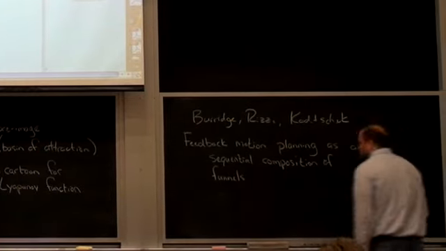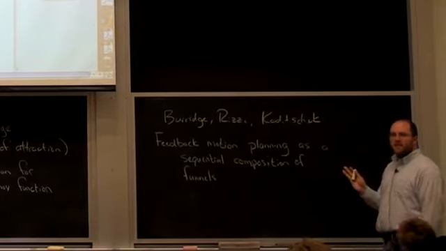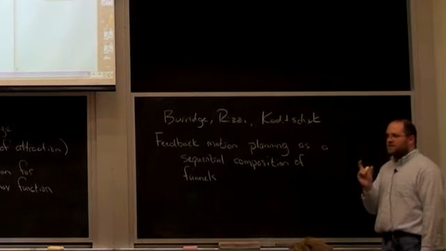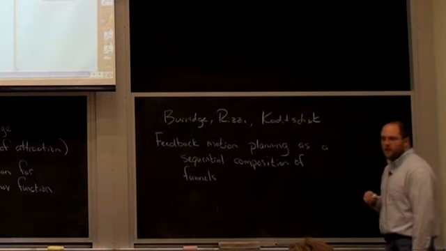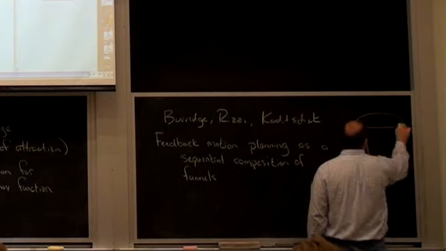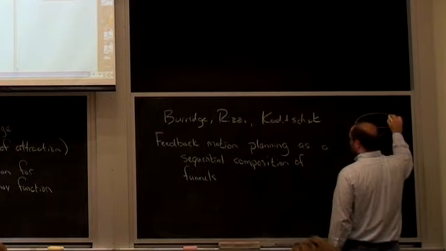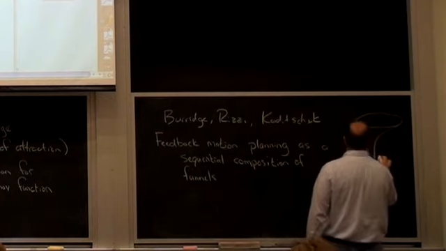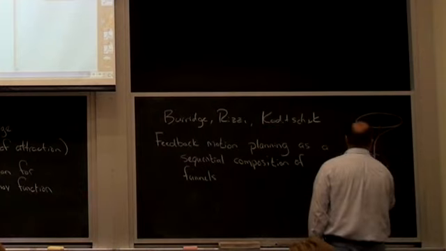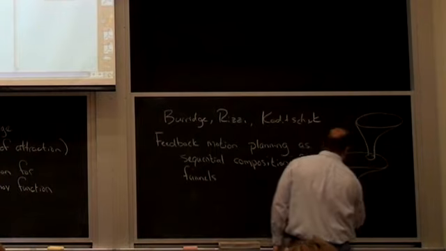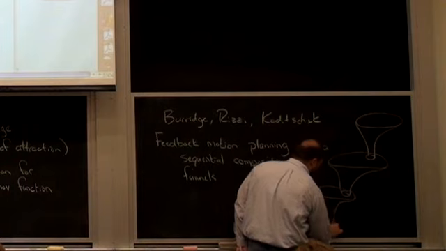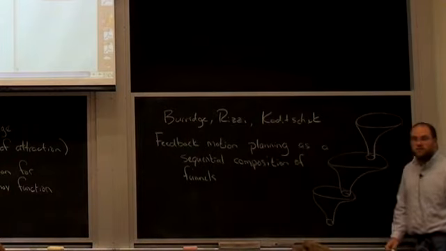Right? So if I want to get from one state to another state, and I don't have a single controller that will get me there, all I need to do is reason about a sequence of these funnels, for which the first funnel takes me from my initial conditions into a domain where my second funnel is applicable. And then I can use my second funnel to get me somewhere else. And then my third funnel maybe will get me to my target.